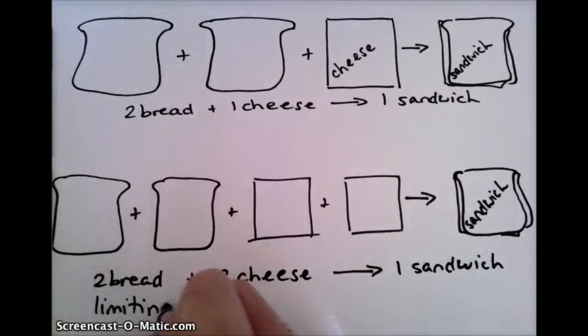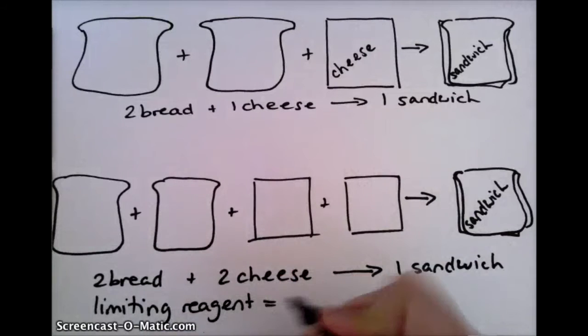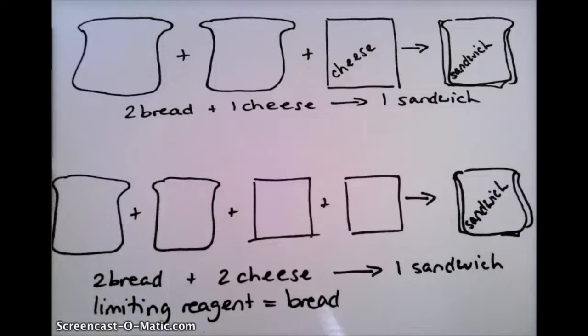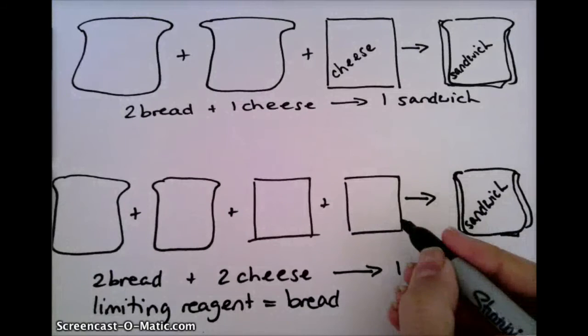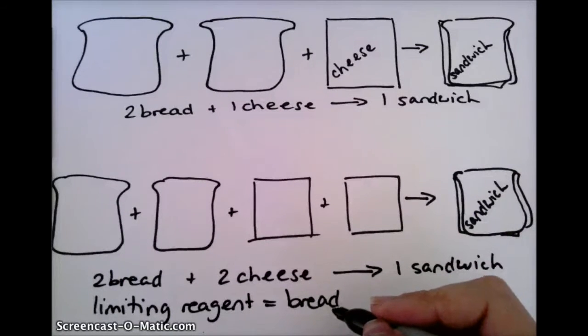So what's limiting how many sandwiches I can make, or what is our limiting reagent? That is the bread. I don't have enough bread to make an extra sandwich. The bread is the limiting reagent in this example.